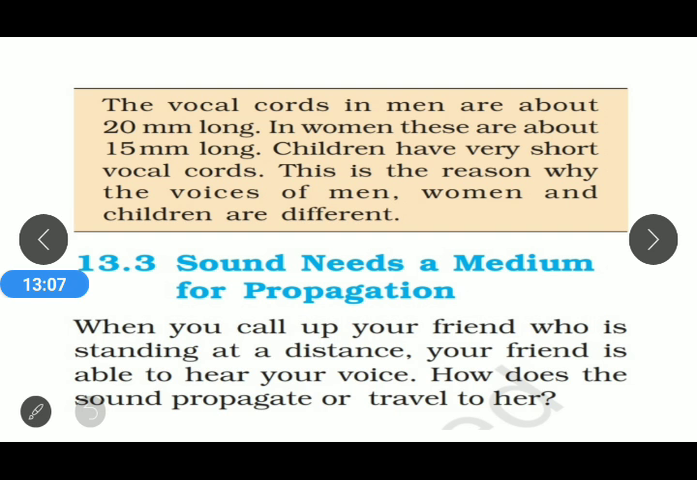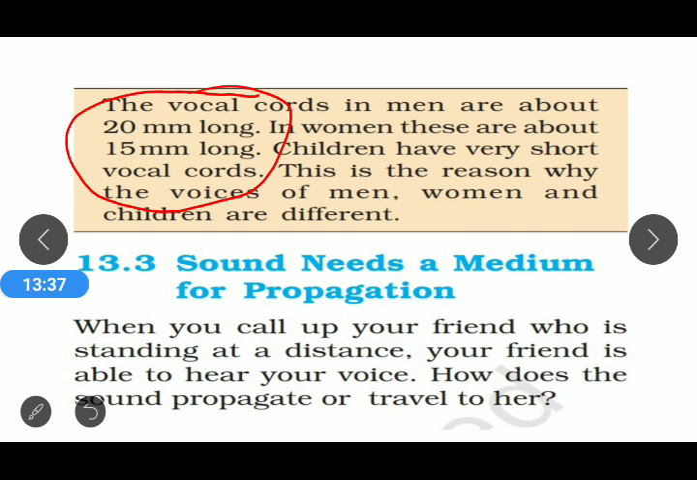The reason is the size of the vocal cord plays an important role. In children, the size of the vocal cord is very short. That's why they have a very shrill sound. So that is the reason by which we can conclude that the vocal cord plays a very important role, and because of that we have got the variety of sound.